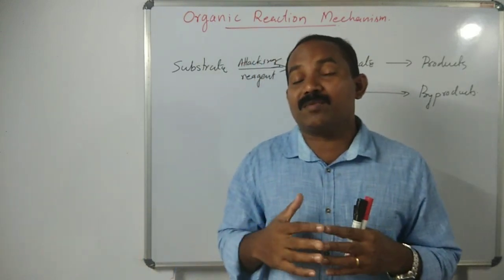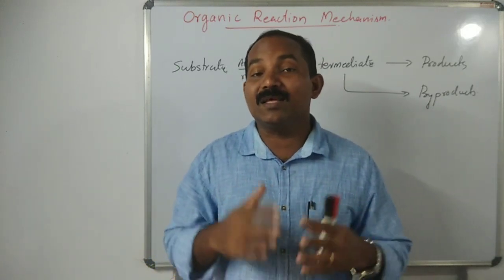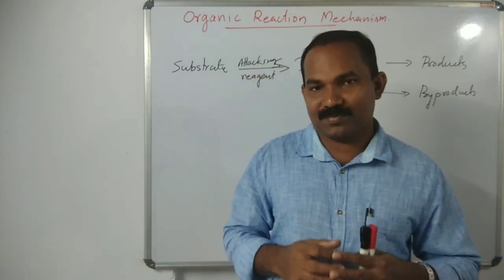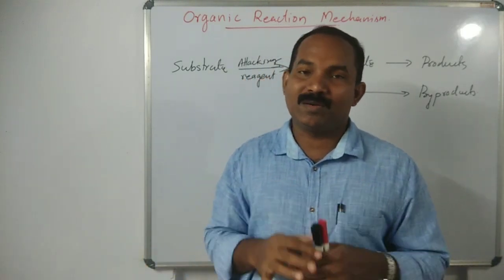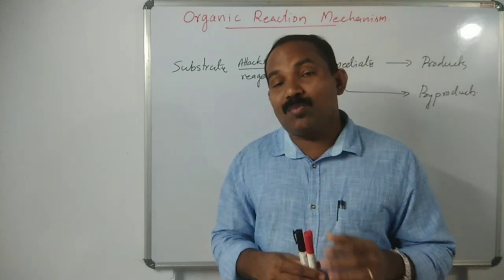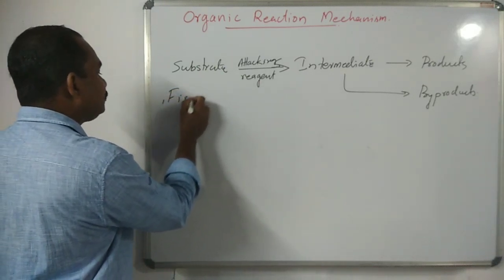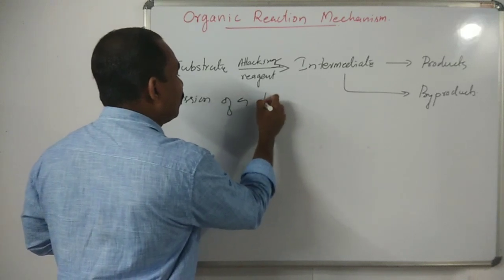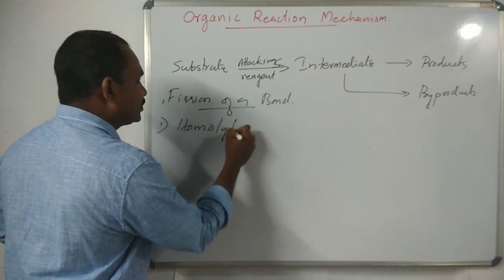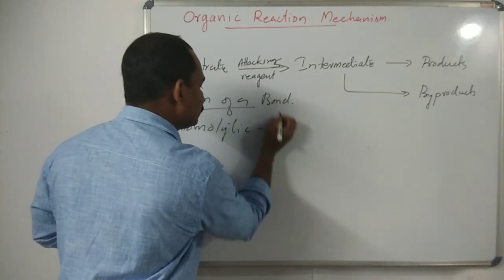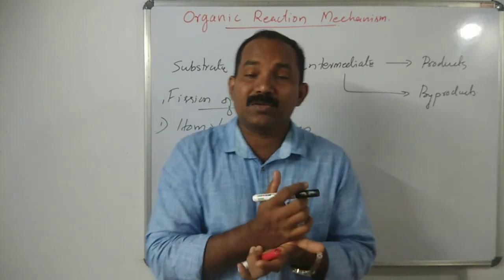The fission of a covalent bond is of two types. One is heterolytic fission and the other is homolytic fission. First we take homolytic fission. What is homo?